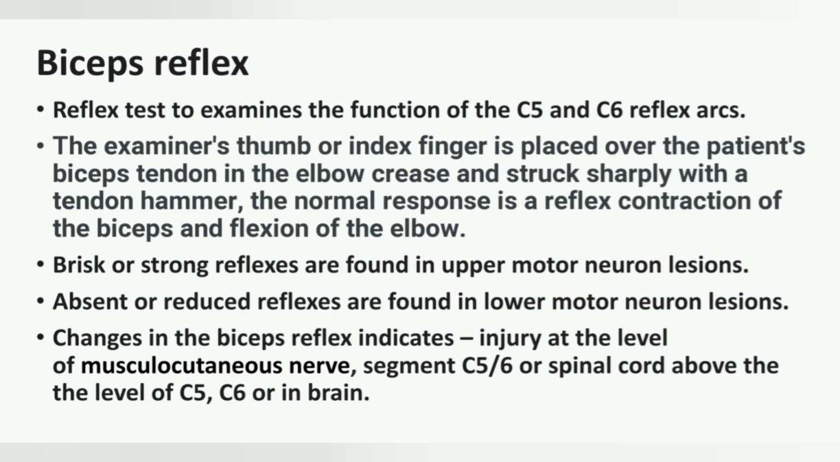Brisk or strong reflexes are found in upper motor neuron lesion. Absent or reduced reflexes are found in lower motor neuron lesion. Any change in biceps reflex indicates injury at the level of musculocutaneous nerve or spinal segment C5-C6, or spinal cord above the level of C5-C6, or injury in the brain.